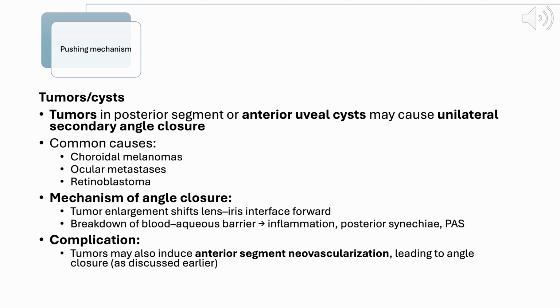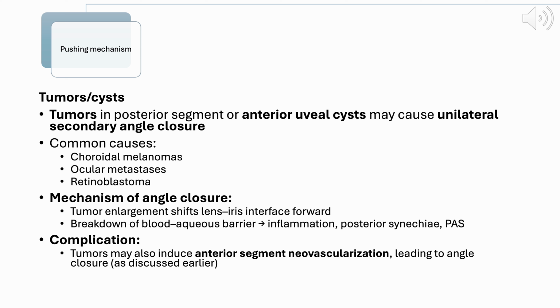Now we move on to pushing mechanisms, beginning with tumors and cysts. These conditions can cause unilateral secondary angle closure. Common causes include choroidal melanomas, ocular metastases, and retinoblastoma. Anterior uveal cysts may also play a role.